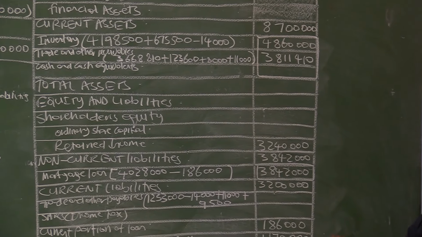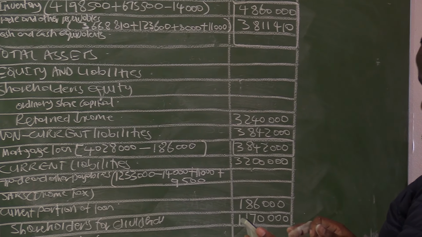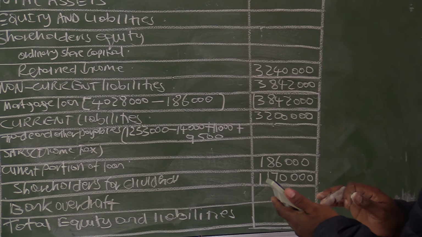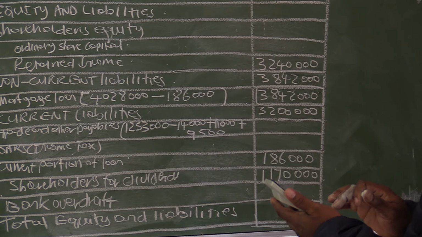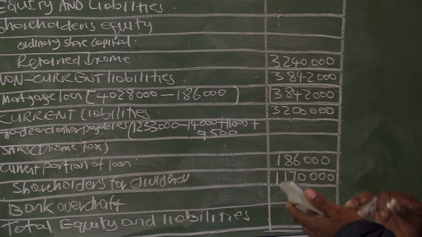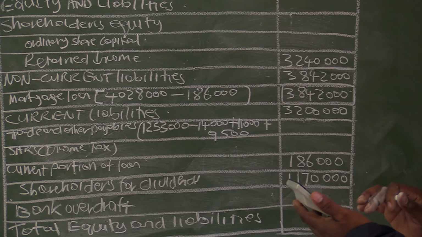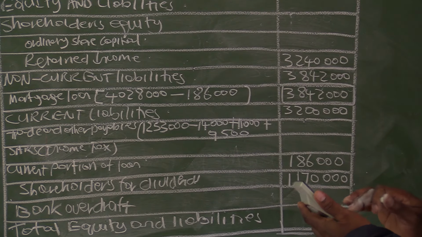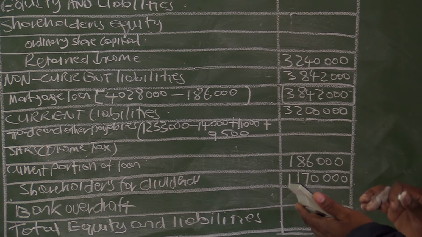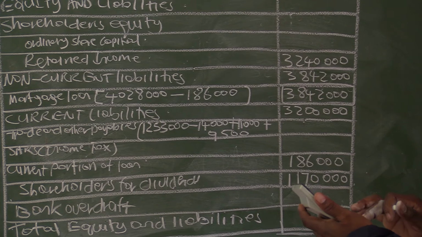Our trade and other payables will be 1,253,000 minus 14,000, plus 11,000, plus 9,500. Let me start afresh. 1,253,000 minus 14,000, plus 11,000, plus 9,500.